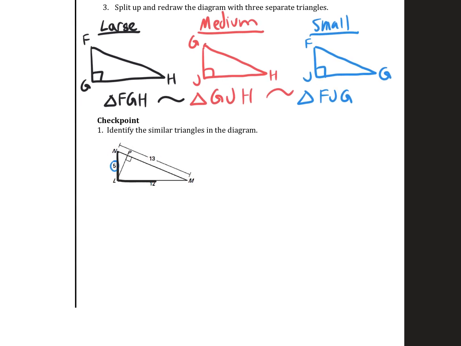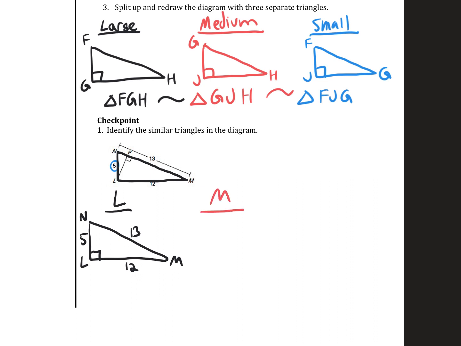All right, let's do this. So big triangle. So we have the large, I'm just going to put an L for a large triangle. So we have this triangle was NLM. Here's the right angle. We know NL is 5. We know NM is 13. And LM is 12.